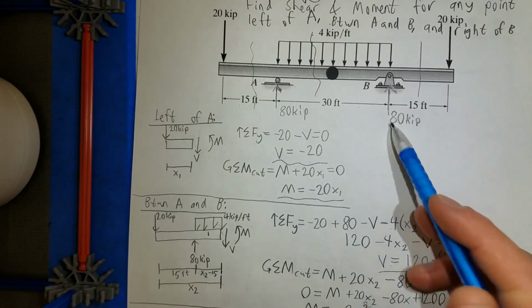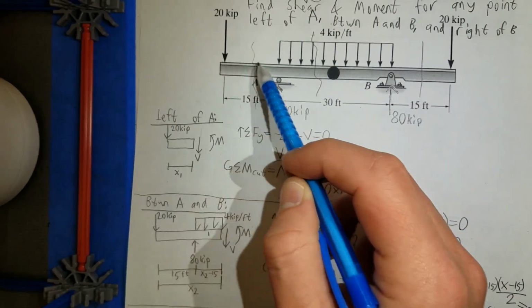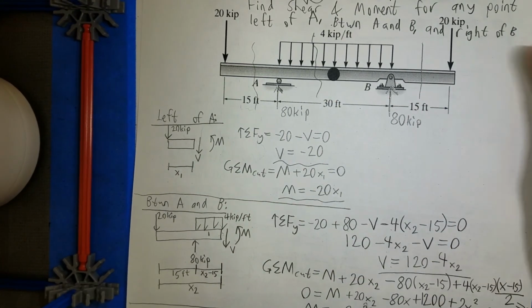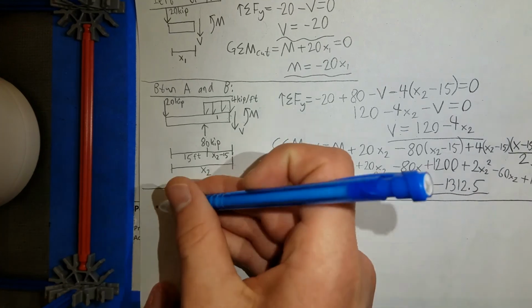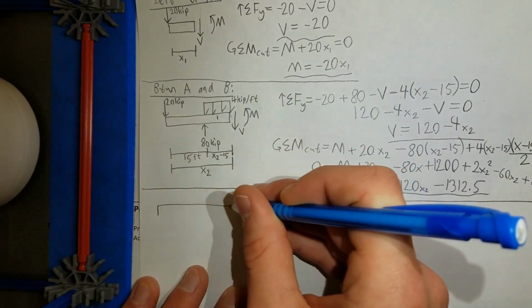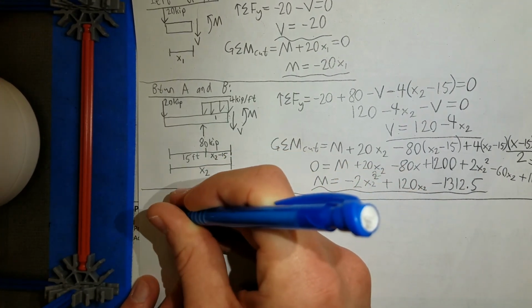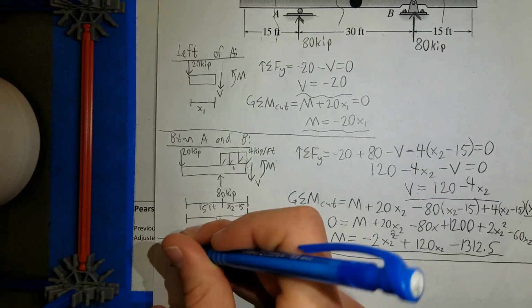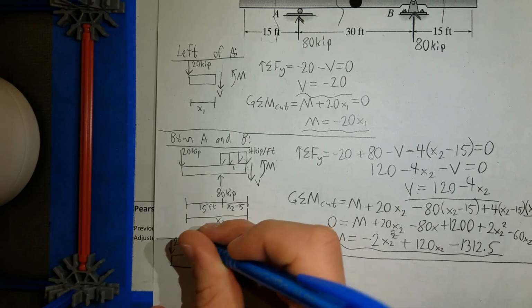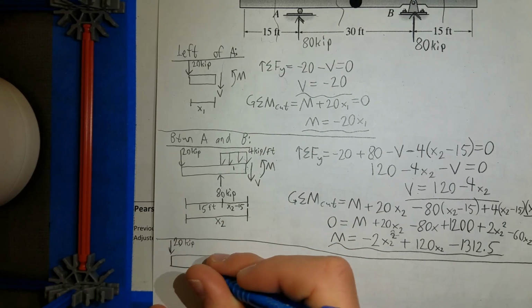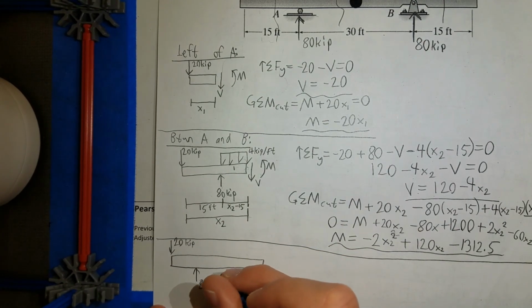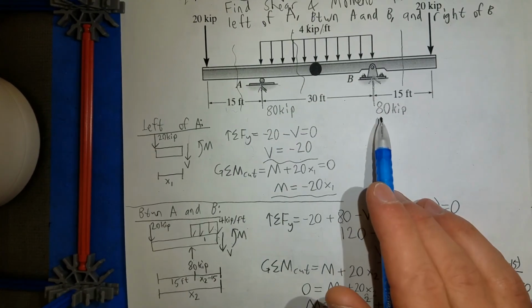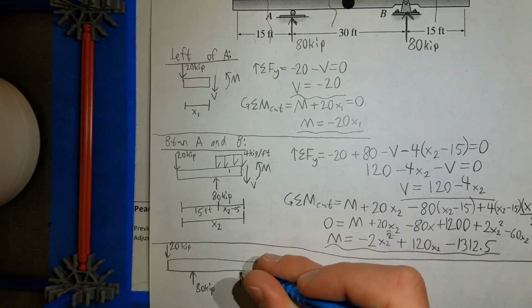And so to the right of B, we're going to take this entire section all along here. We're going to start from the left end and go to the right of B here somewhere. So we get that. We're going to draw in our forces. We've got our 20 kips acting here, our 80 kips from A acting there, and then we're also going to have our other 80 kips from B acting upward.